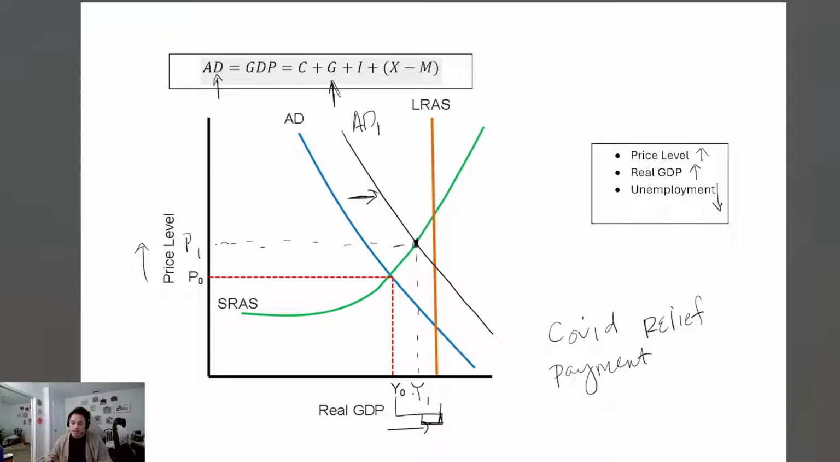And so that's what happens with a stimulus or any type of increase. If you cut taxes, or use any of our expansionary fiscal policy options, like the Obama stimulus package or the Donald Trump Tax Cuts and Jobs Act, all of those options are expansionary fiscal policy, and they'll have the same impact on these three major indicators, ceteris paribus.